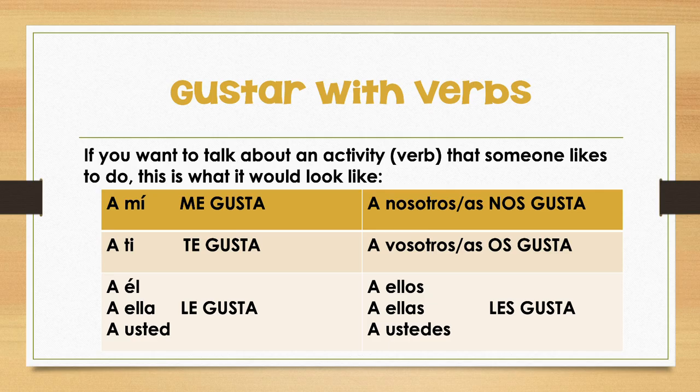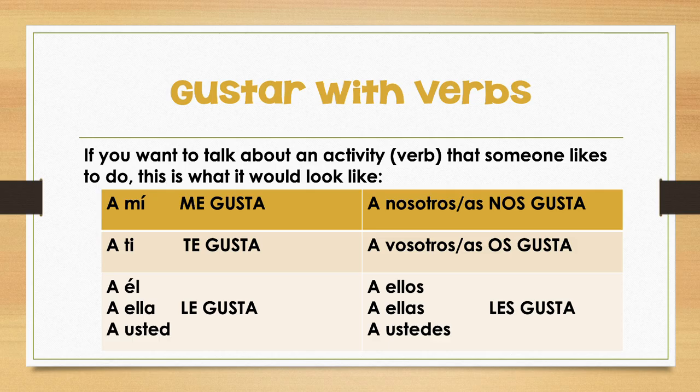If you want to talk about an activity that someone likes to do, you're going to start your sentence like this. Instead of starting with yo, you're going to start with a mí, and then you're going to say me gusta, which means it's pleasing to me. If it's pleasing to you, I'm going to say a ti te gusta. If it's pleasing to him or her or you formal, a él, a ella, or a usted le gusta. If it's pleasing to us, a nosotros or a nosotras nos gusta. If it's pleasing to all y'all in Spain, a vosotros or vosotras os gusta. And if it's pleasing to them, a ellos les gusta, a ellas les gusta, or to all of you, a ustedes les gusta.